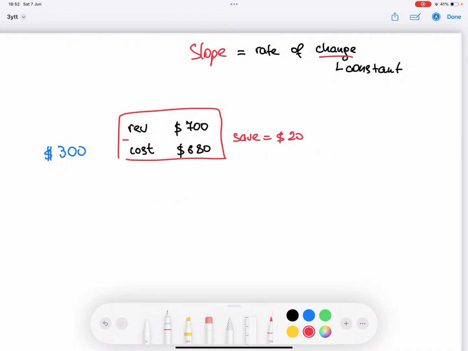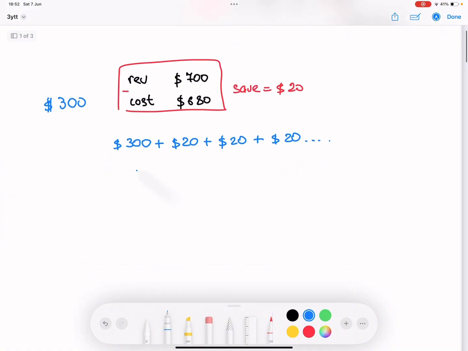So let's write it down. I have $300, and every month I save $20. 2 months later, I will have an additional $20. 3 months later, we will have one more $20. And through the months, it goes like this. If you write the budget formula, our budget is 300 plus, shortly we can write it like this, 20 multiplied by number of months.